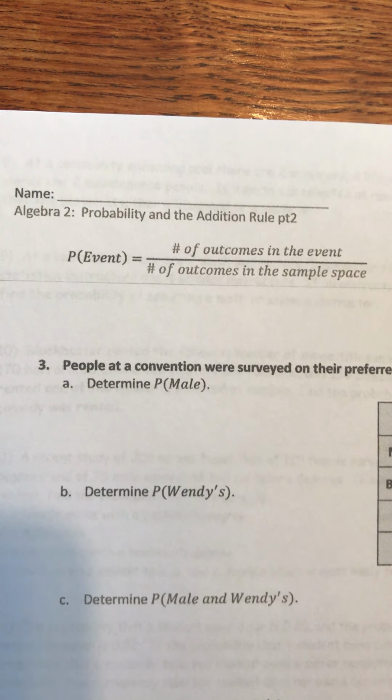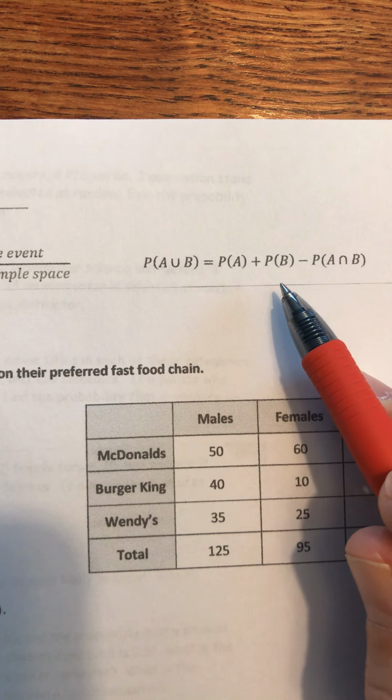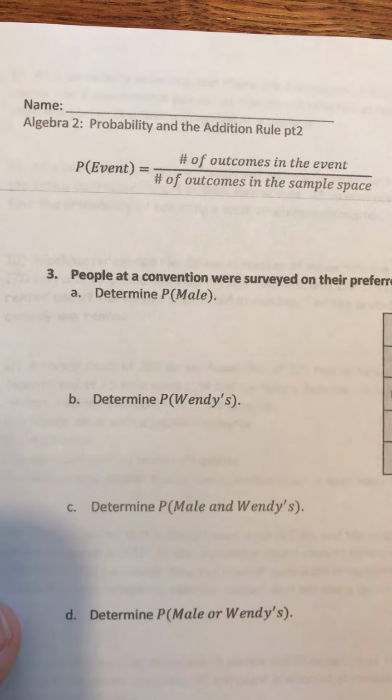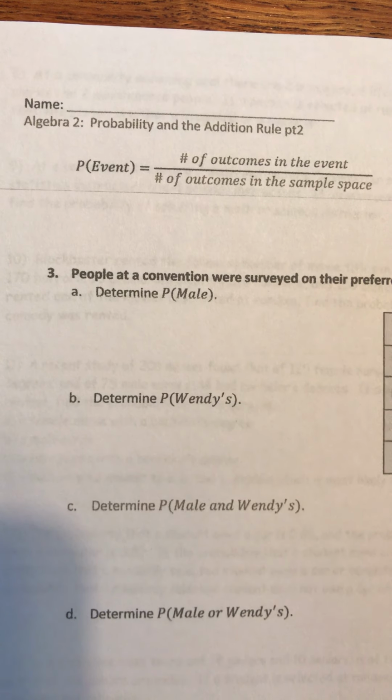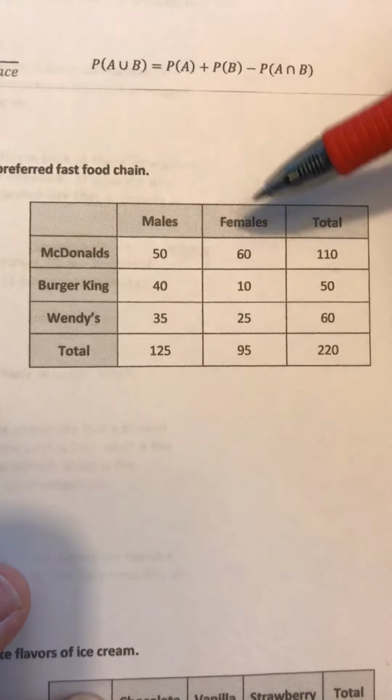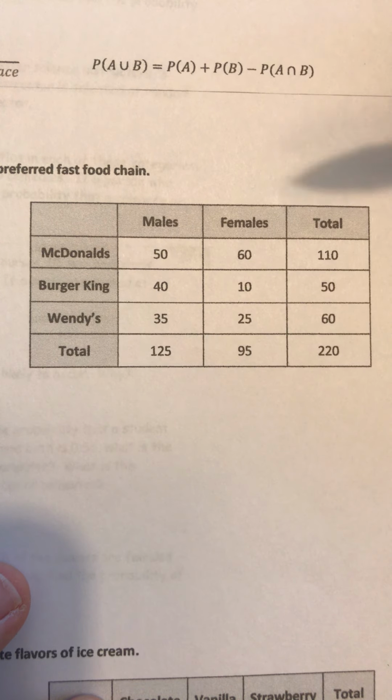All right, more practice on probability and the addition rule. You might want to print these out before you start watching this video so you can just start writing them. Every single problem must be complete for you to get a complete or full credit. All right, now here's some problems that involve a table of numbers.